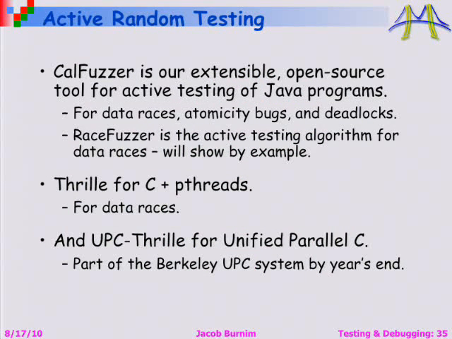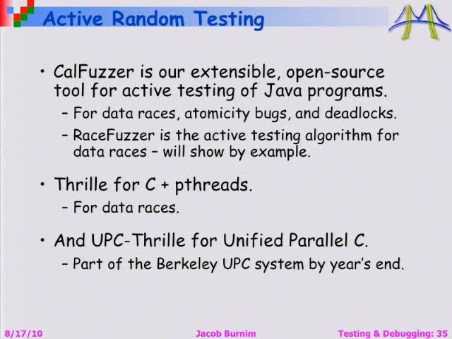So this technique is called active random testing, and we've implemented it in a couple of different tools. CalFuzzer is our tool for Java, and it's open source. You can download it from our website, and it's designed to be very extensible. So if you want to write your own predictive analysis or your own random scheduler, it's pretty easy to plug into our infrastructure for capturing all the reads and writes and synchronization events in a program. And it works for a variety of different kinds of bugs: data races, atomicity violations, and deadlocks.